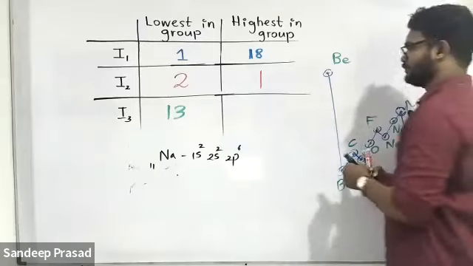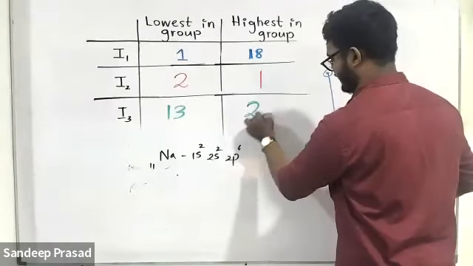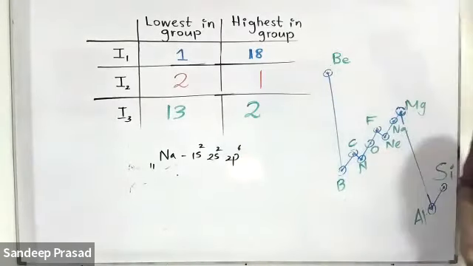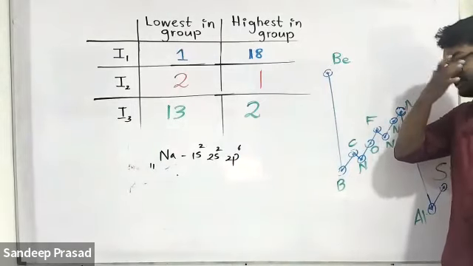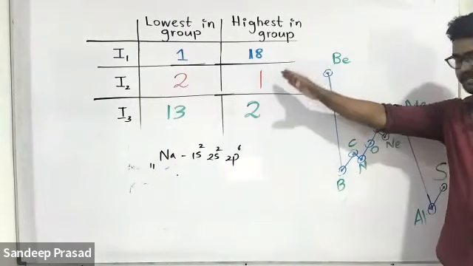Exactly, group number 2. Can you understand? So by analyzing the first ionization energy we can derive the second and third also.